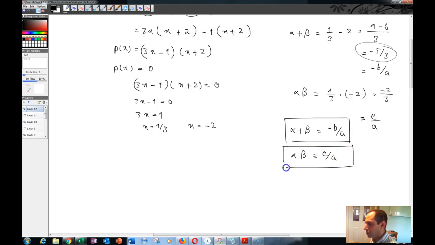So you can use these two relationships extensively in many different applications, and that's basically the whole story here. Now we have a couple of examples here that we can go through.